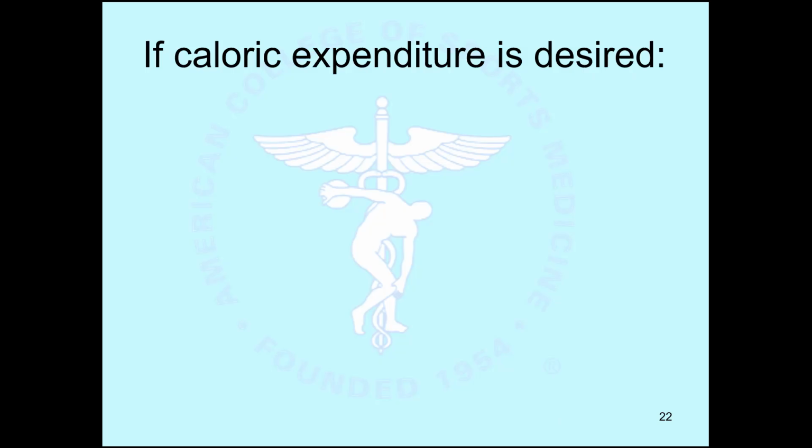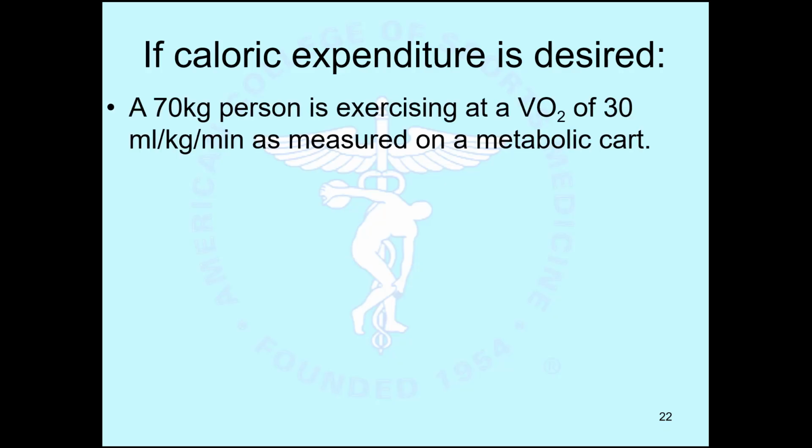All right, so shifting gears a little bit. We've gone through all the equations. If you need caloric expenditure, remember that we have to use that caloric equivalent of oxygen. And then also, unless you are told otherwise, you generally want to focus on the net VO2 because you're interested in that energy cost in excess of resting metabolism.